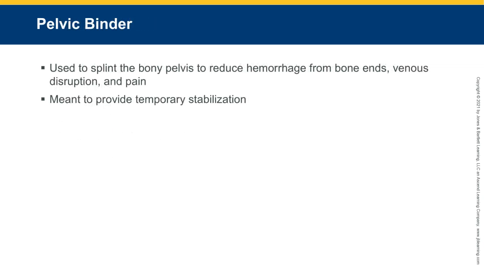A pelvic binder is used to stabilize fractures of the pelvis, which can be life-threatening due to internal bleeding. It helps reduce hemorrhage from broken bone ends and venous disruption while also minimizing patient pain. This is a temporary stabilization device that should be applied as soon as a pelvic fracture is suspected.